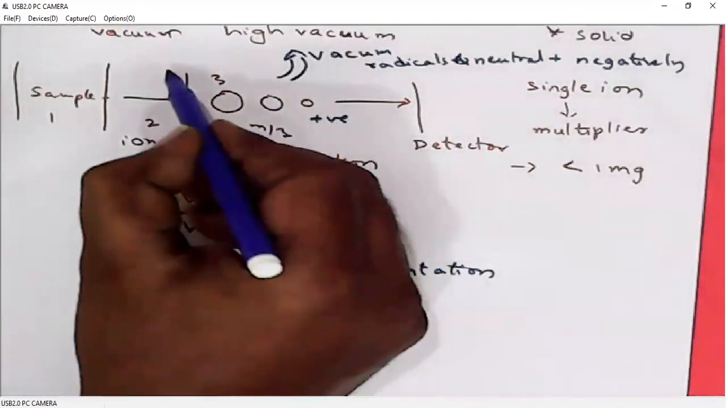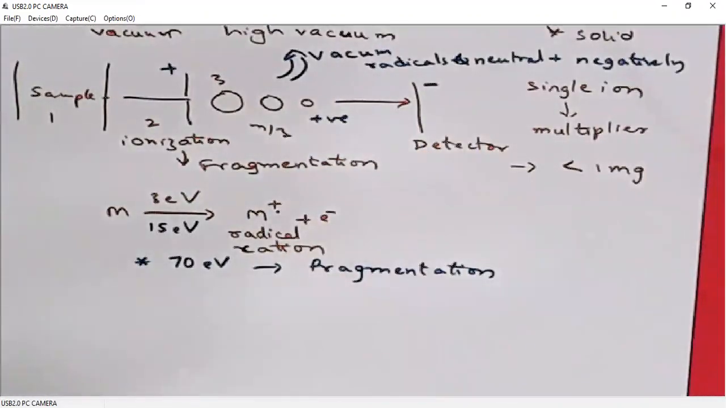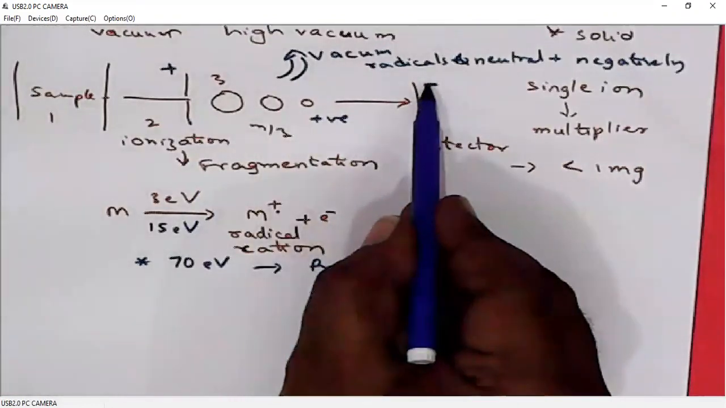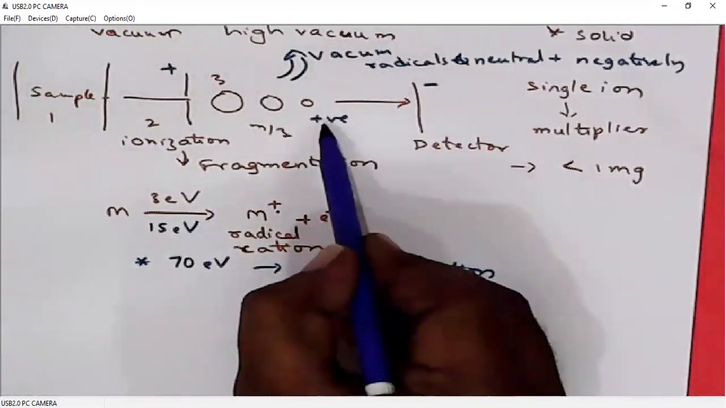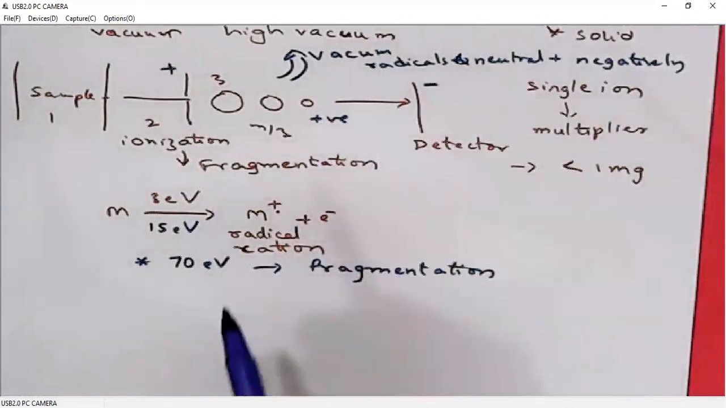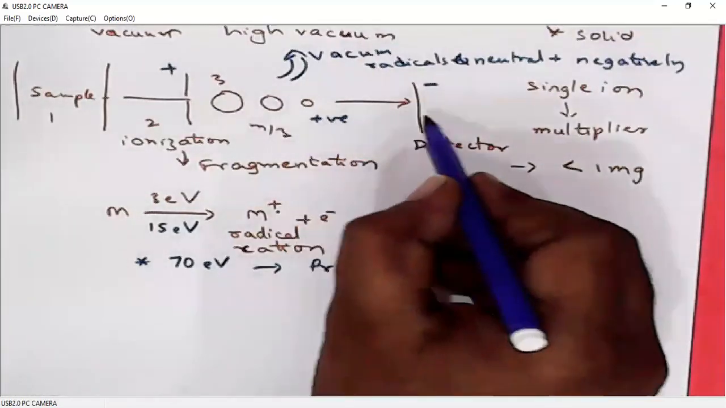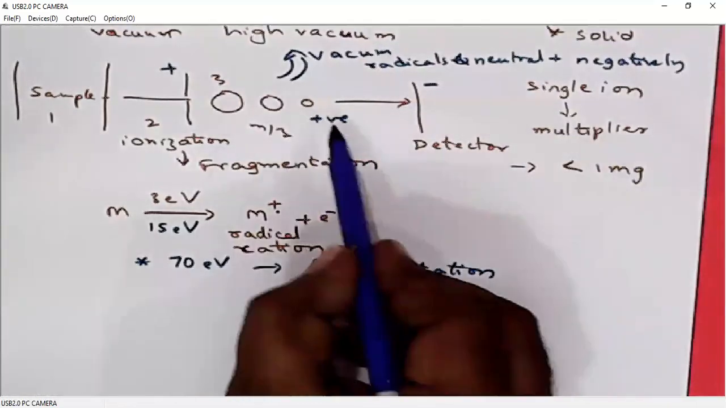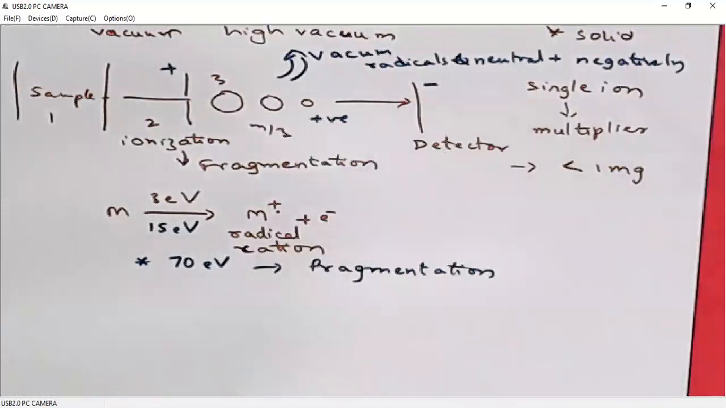Then we also apply potential differences among the analyzer compartment. So when we apply potential differences, for example, if we apply a negative electrode here, then these positive ions will be accelerated towards the negative charge. So they will pick up some momentum. That momentum will be enough for these molecular ions to reach the detector. So with that momentum, these ions will reach the detector.